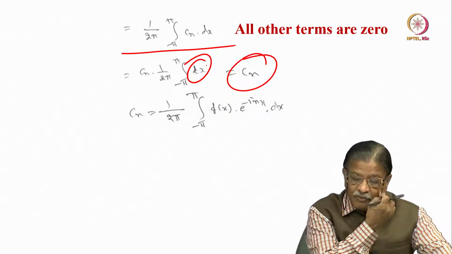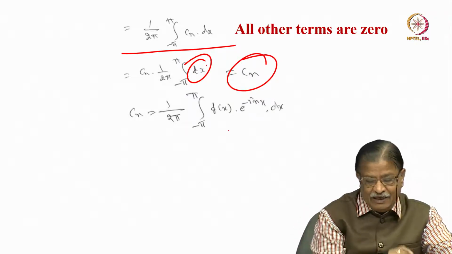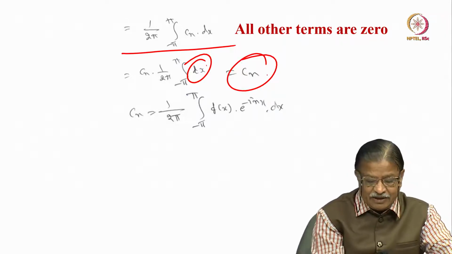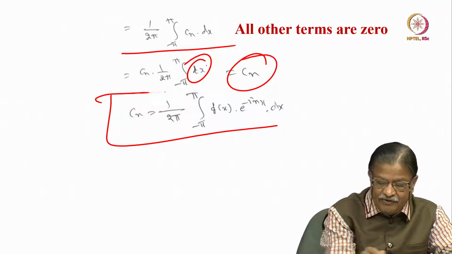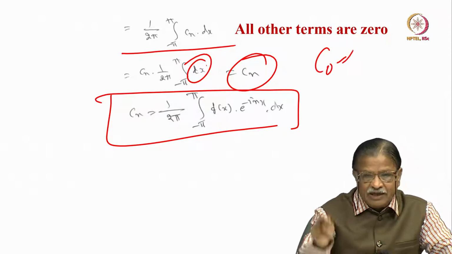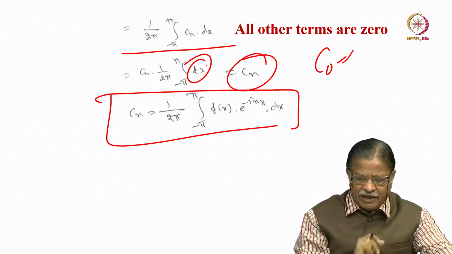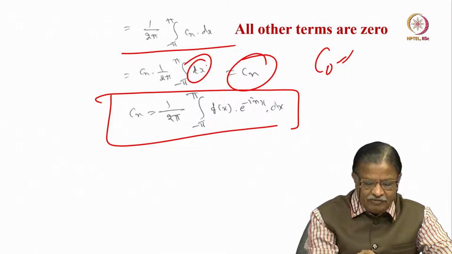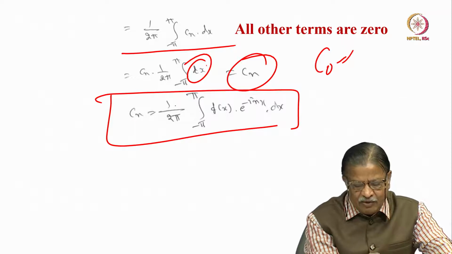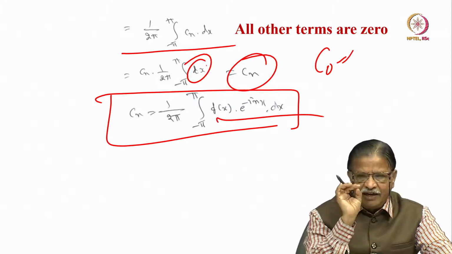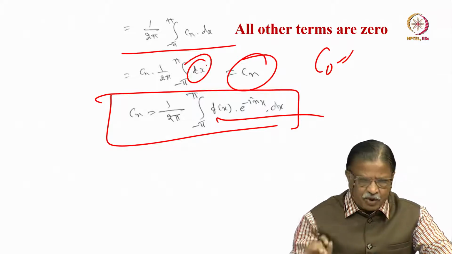Now I substituted and got the Cn. So essentially I write Cn like C0, which I wrote as 1 over 2 pi times the integral from minus pi to plus pi of f(x) dx. Similarly, to obtain Cn, I take 1 over 2 pi times the integral from minus pi to plus pi of f(x) e to the power of minus inx dx, and if I integrate, I will get Cn. This is what I wanted to show you.